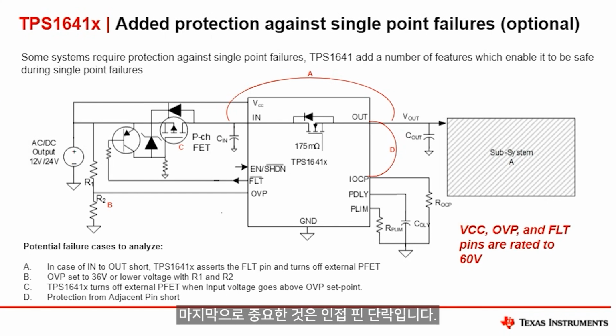And then the last but not least is adjacent pin shorts. So for D, if any of the pins short next to each other, our device will remain safe and provide power limiting or current limiting to protect the system from a short circuit. And then something else just to mention, VCC, OVP, and fault pins are all rated up to 60 volts. So they can handle 60 volts if it's ever needed, if the power supply can ever go up to 60 volts. So it provides that robust protection.